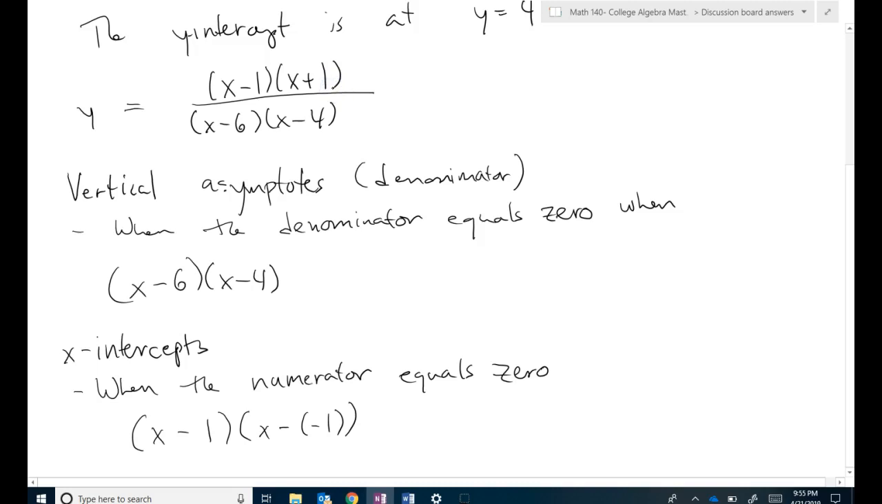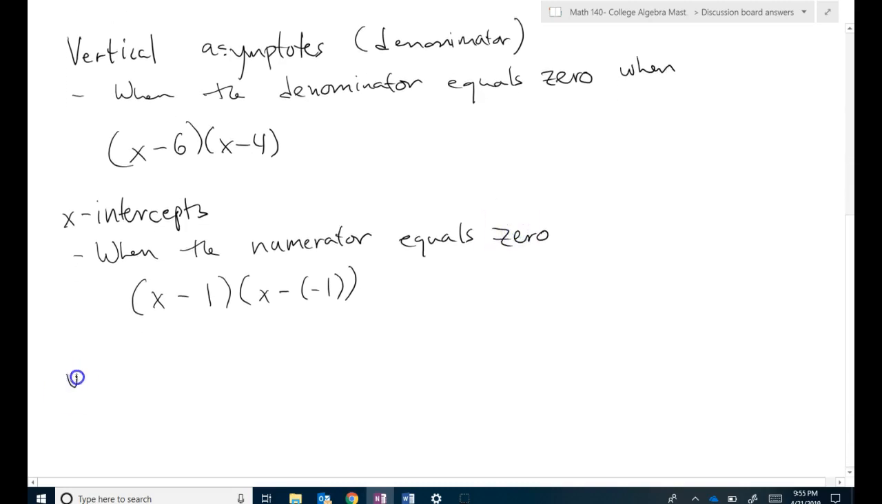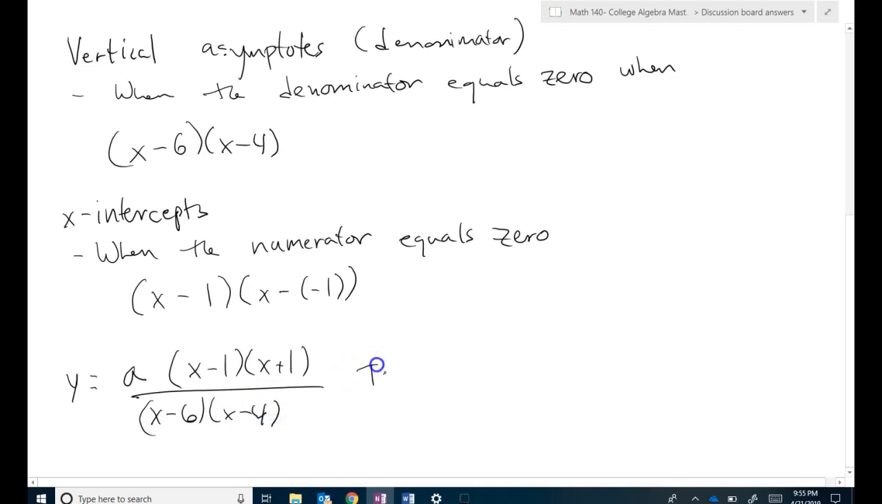Now there's one thing missing, and that is that in a rational function, we're going to have those linear terms in the top and the bottom, okay, and then we're also going to have a coefficient, we'll call it a. So this will be a times x minus 1 times x plus 1 all over x minus 6 times x minus 4. To find a, use the x-intercept. Use the y-intercept, excuse me. Use the y-intercept.